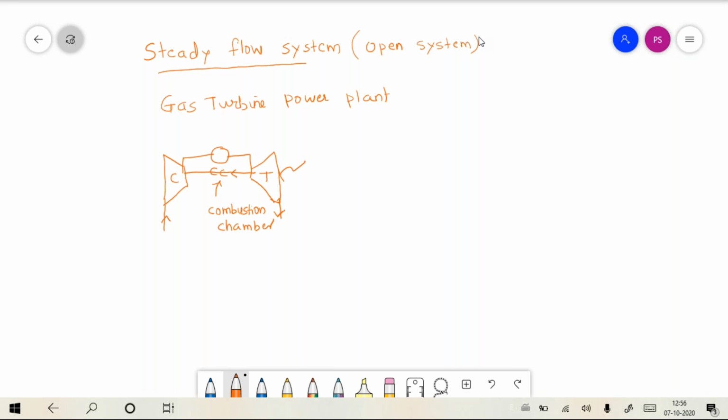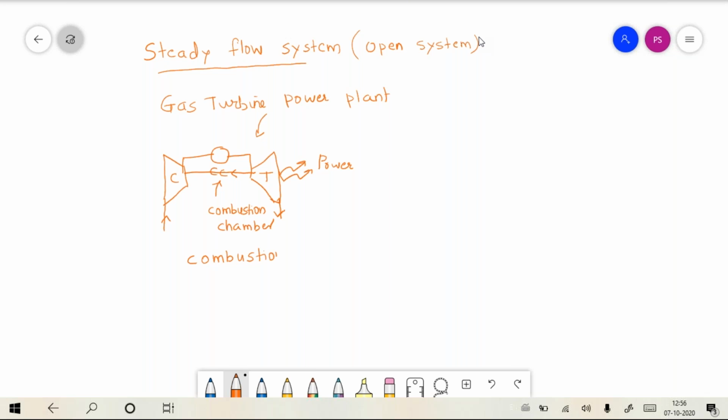Now if you look at the combustion chamber, the process in the combustion chamber is basically combustion, obviously. And when you are talking about combustion, from a conceptual angle, you are basically transferring heat. So this process in the combustion chamber can be idealized as constant pressure heat transfer.